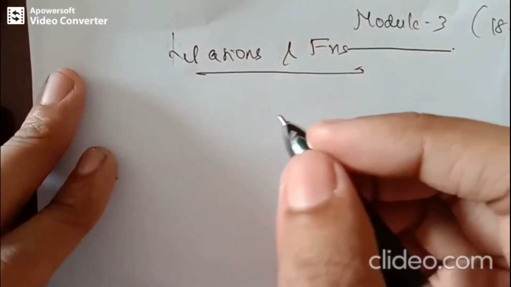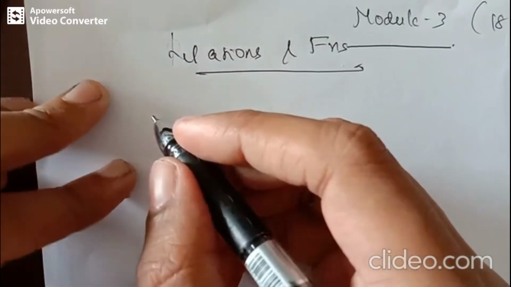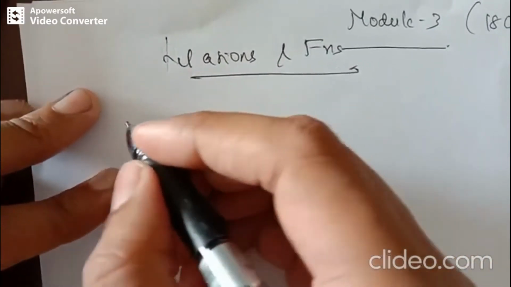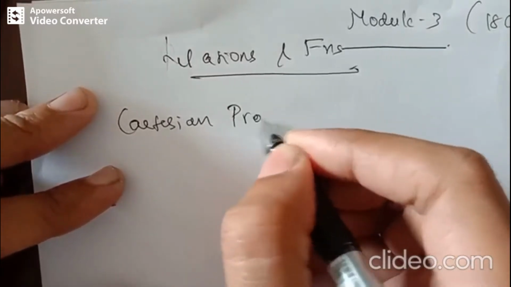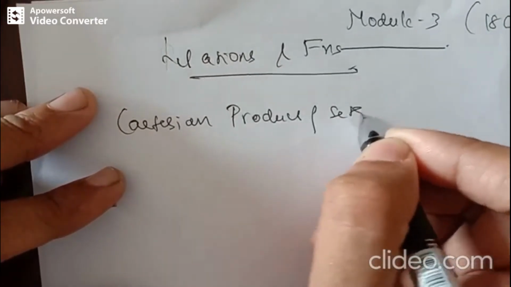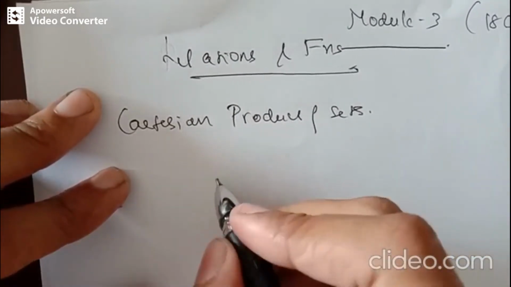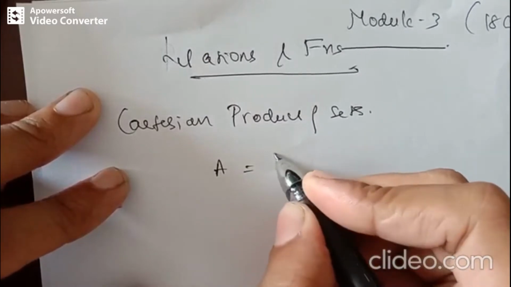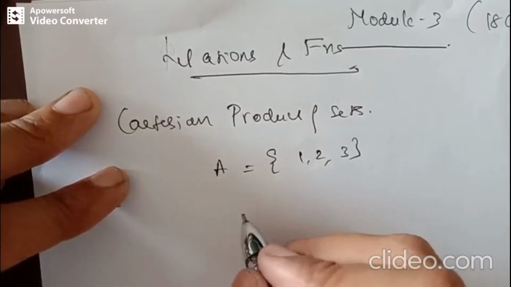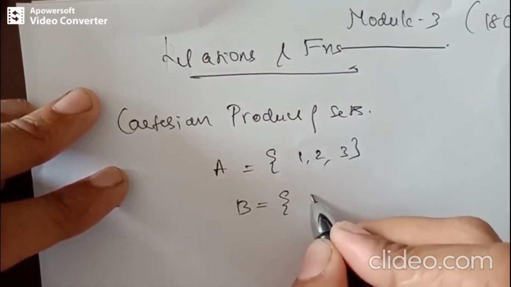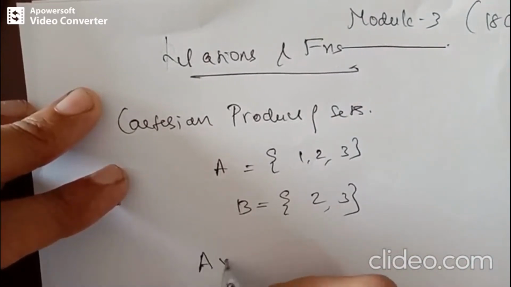Before starting relations and functions, one important concept that we must be aware of is the Cartesian product of sets. So what exactly is this Cartesian product? Let me give an example before defining it. Let's take a set A consisting of elements 1 to 3 and set B consisting of elements 2 and 3. So we can define the Cartesian product.